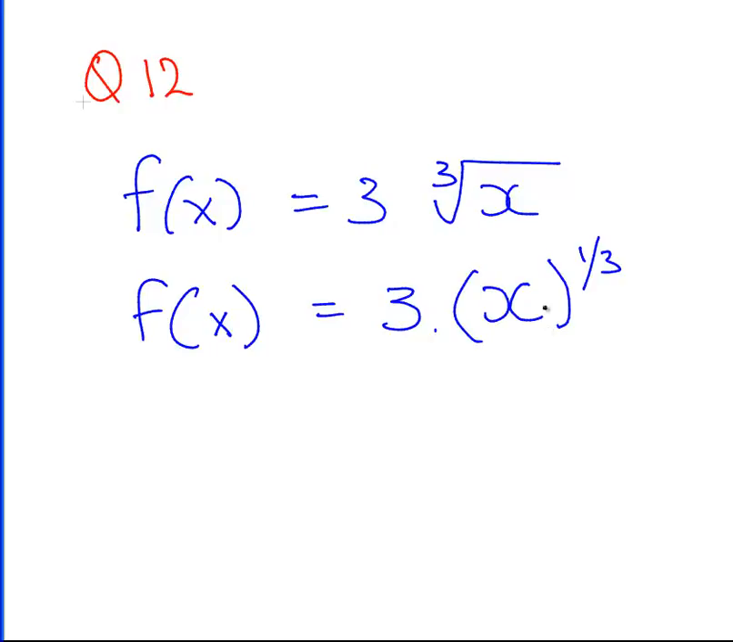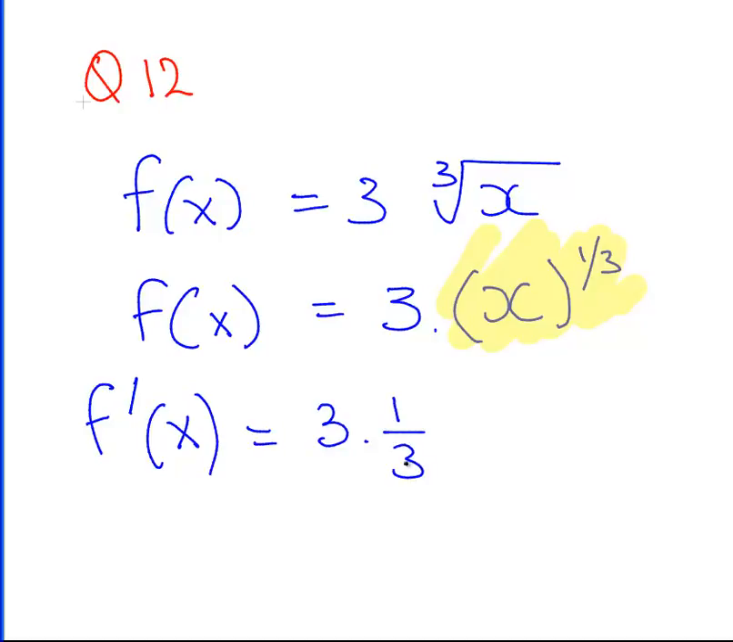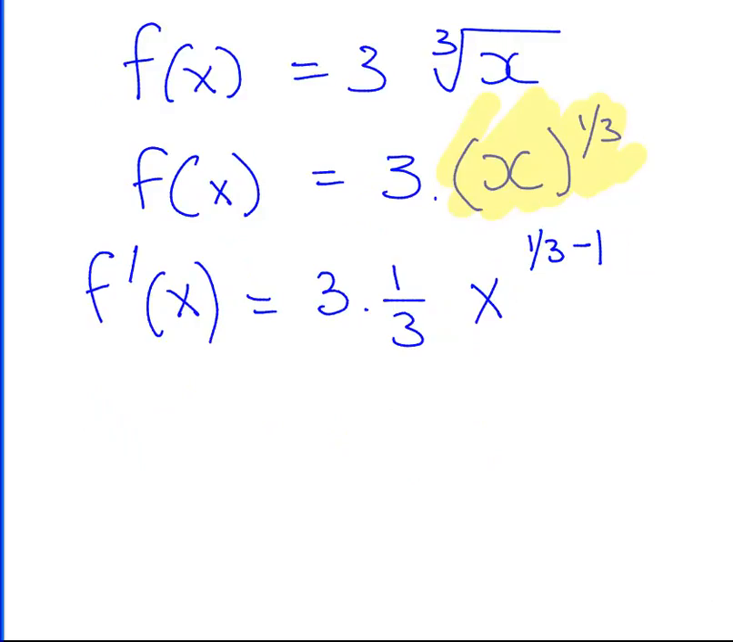Essentially what we have to do is differentiate this bit here according to the power rule. So f dash of x is 3 times 1/3 times x, and the power is 1/3 minus 1. I'm just doing this very slowly. So the derivative of this is this part here.